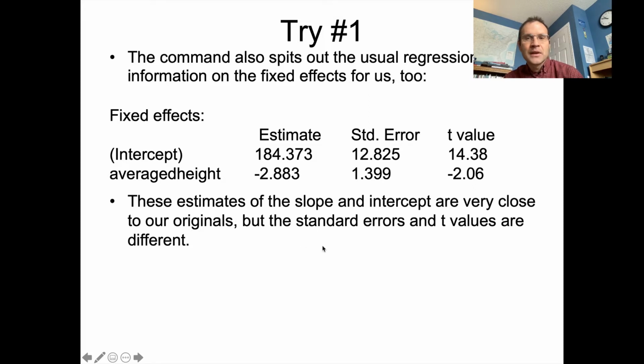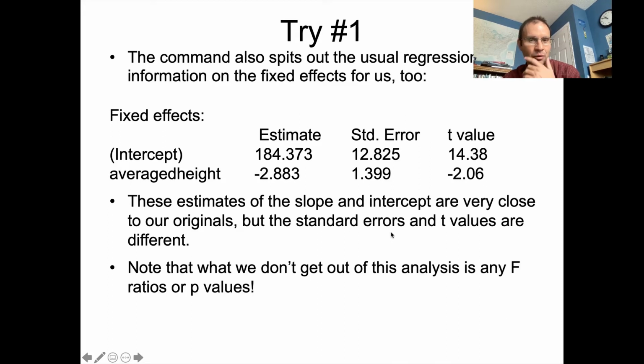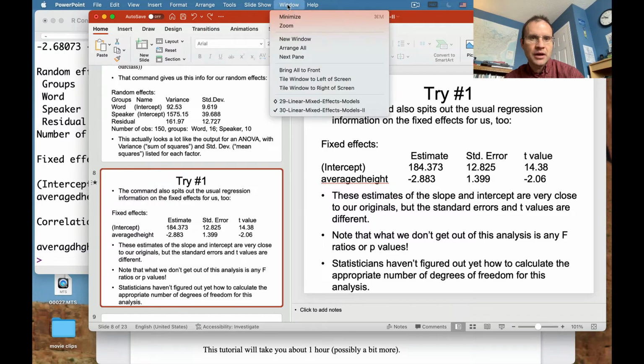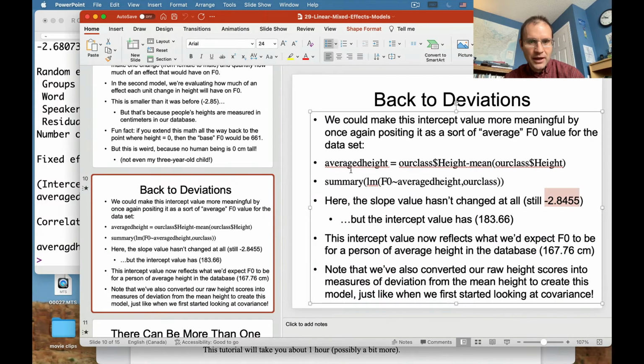Right. So as I mentioned, with fixed effects, these estimates of slope and intercept are very close to our originals. But the standard errors and t-values are going to be different in this particular case. And one thing that's going on here is that there's still apparently a little bit of uncertainty in how to interpret these models. So we're not going to get any F ratios or p-values out of this like we did in running just a regular linear regression model. So I'll go back to that as well.